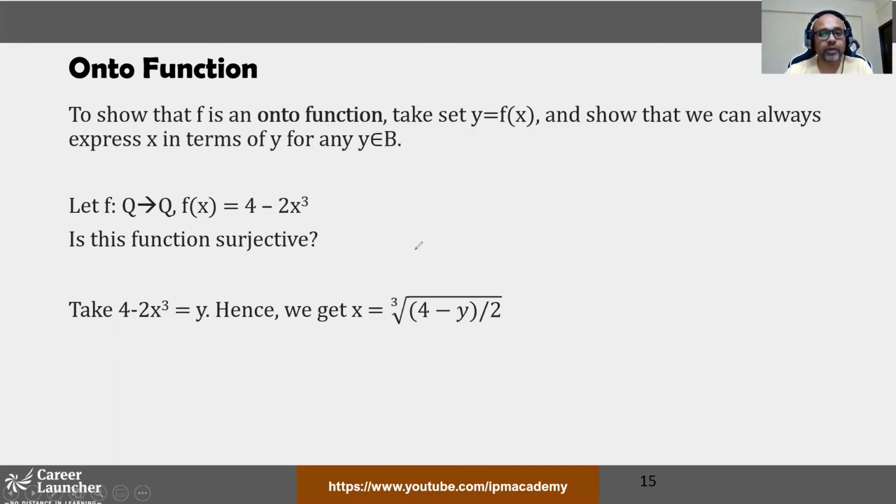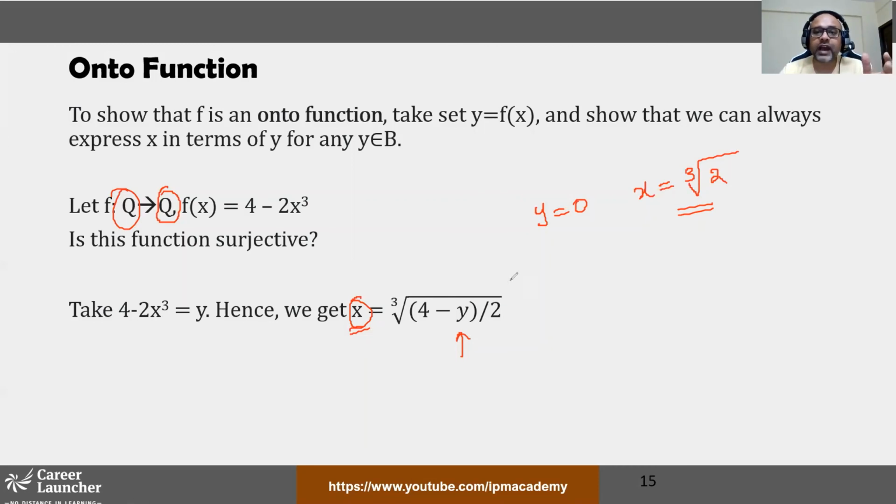Now my job is to find out whether x will be a rational number for every y which is a rational number, because my x should come from rational numbers and my y should come from rational numbers. So can I put any rational y in this so that my x is a rational number? Very clearly you can observe that this is not possible. For example, if y equals 0, then x equals the cube root of 2, and this is not a rational number.